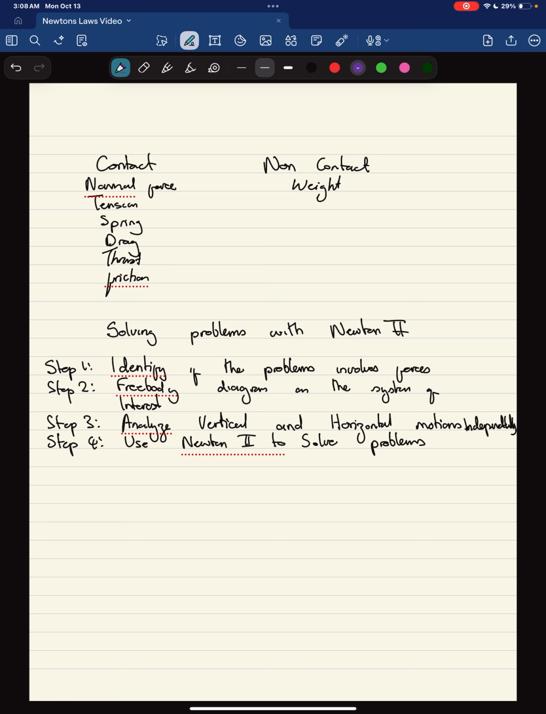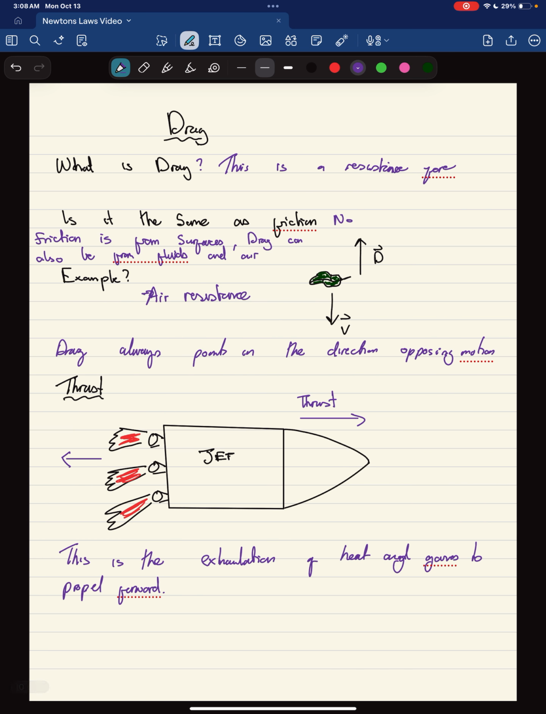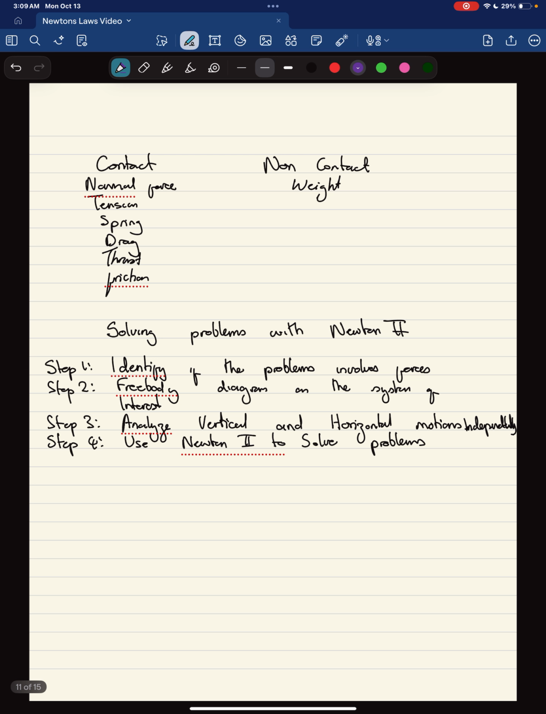All right, so thrust always points opposite to the direction of the exhalation of gases. Yeah, so that's basically the forces we'll be dealing with in this course.